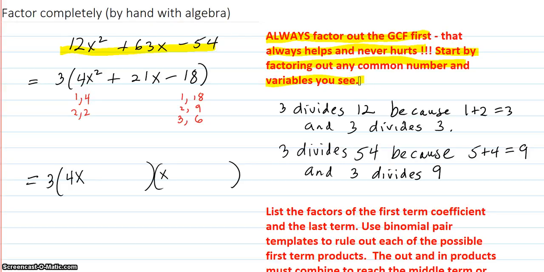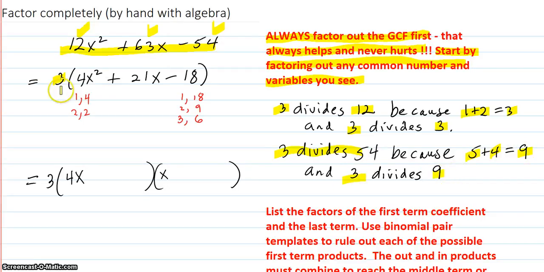So I saw that 3 divides into 12, 63, and 54. How did I see that? I used the divisibility rule for 3. 3 divides 12 because the sum of the digits of 12, 1 plus 2, equals 3, and 3 divides into 3 evenly. For the 54, 3 divides 54 because the sum of the digits of 54, 5 plus 4, equals 9, and 3 divides 9.